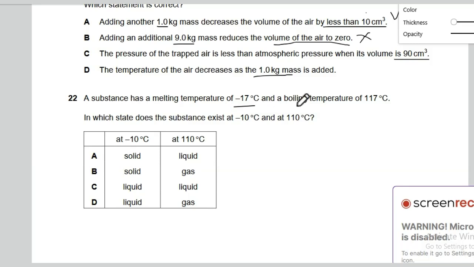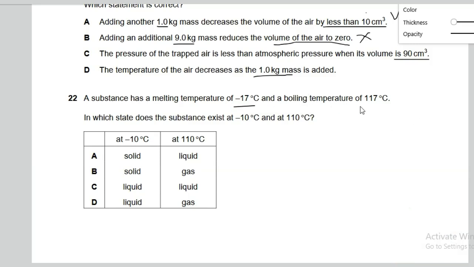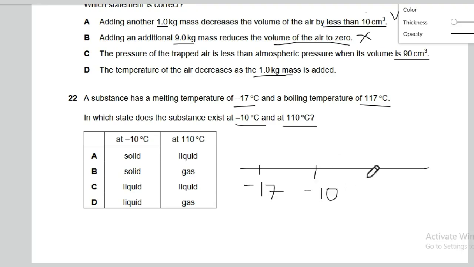Question 22. A substance has a melting temperature of minus 17 degrees Celsius and a boiling temperature of 117 degrees Celsius. In which state does the substance exist at minus 10 degrees Celsius and at 110 degrees Celsius? So if you find this question confusing, just draw a number line and write down all the temperatures here. So minus 17 degrees Celsius comes first and then minus 10 degrees Celsius. And then 110 degrees Celsius and 117 degrees Celsius.